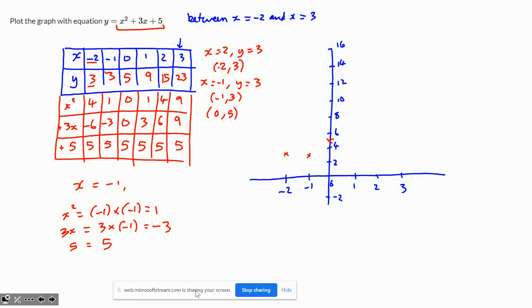Then I have the coordinates when x is 1, y is 9. So 1, 9. Mark that on. And finally, the last one I'm going to do, because I'm not going to do 3, 23 because it's off the graph, is when x is 2, y is 15. So I have the coordinates 2, 15. And you can see that the general shape of this graph is going to look like this. And it'll carry on, but I don't need to do beyond the graph itself.